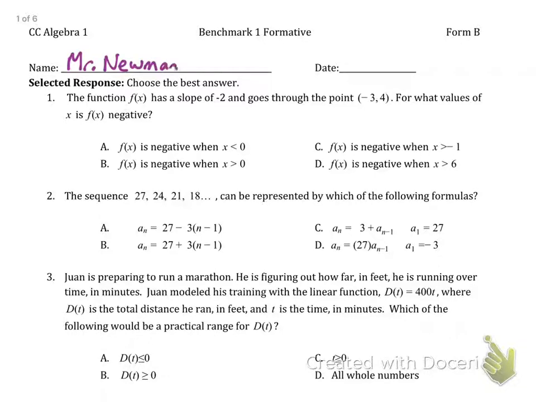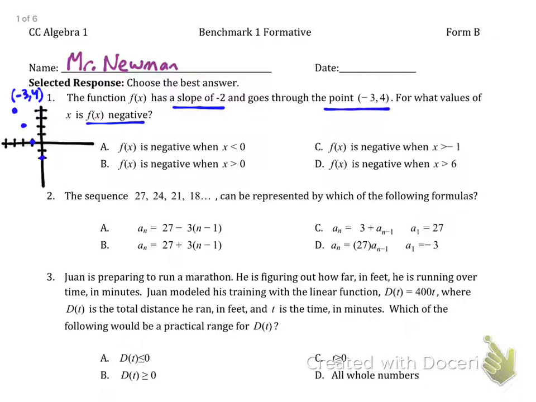Let's get started. Number 1, the function f of x has a slope of -2 and goes to the point -3, 4. For what values of x is f of x negative? I'm just going to plot this and graph it. And we're going to talk about what f of x being negative means in a second. There's my graph. I'm going to plot -3, 4. And if it has a slope of -2, that means every one step to the right, we go down 2. One step to the right, we go down 2.